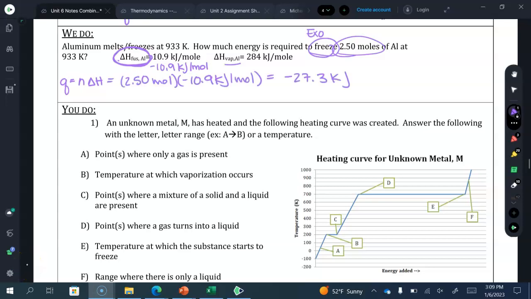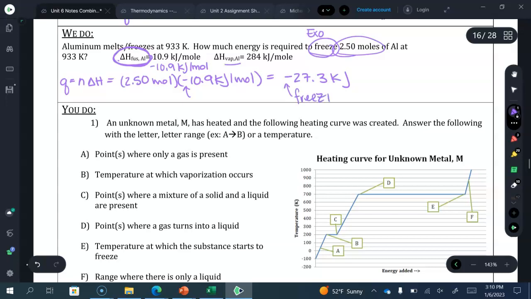Okay, so solving this, you plug in 2.50 moles for n, and the delta H, remember, since it's exothermic, has to be negative 10.9 kilojoules per mole because we are at the freezing melting point. So we're going to use the delta H for fusion. Plugging that in, we should get negative 27.3 kilojoules. This should fit because we are freezing, so we must pull out energy, or energy must be released in order to freeze the substance, right?